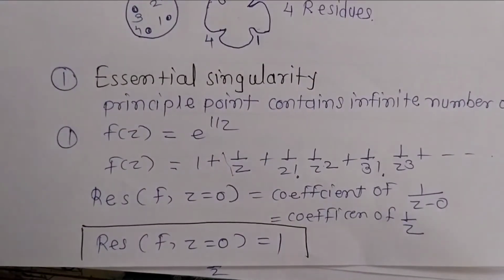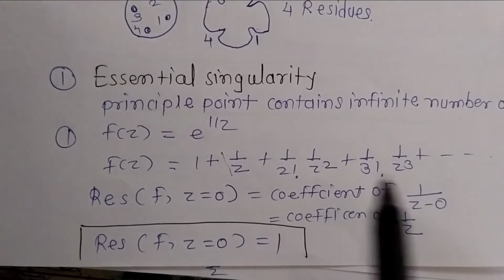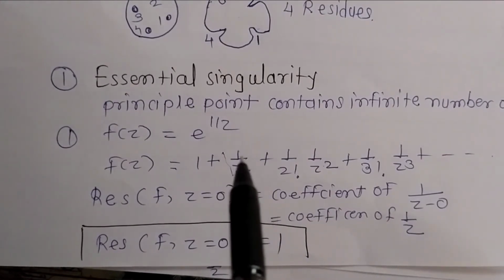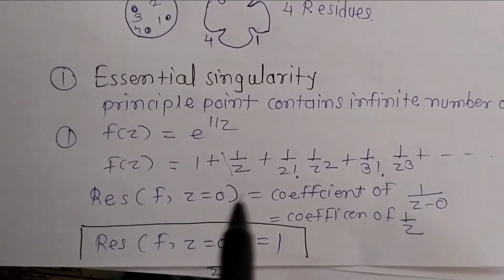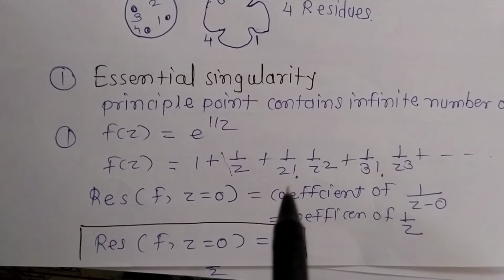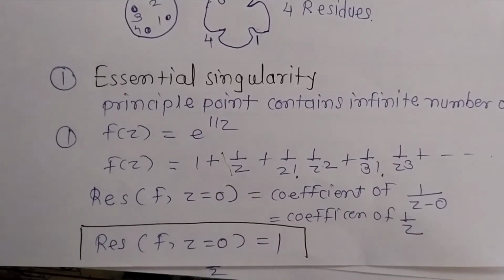So the residue of f at z = 0 is the coefficient of 1/(z - 0), that means the coefficient of 1/z. What is the coefficient of 1/z here? It is 1. So the residue of f at z = 0 is 1. The coefficient of 1/z is 1, so this is the residue.